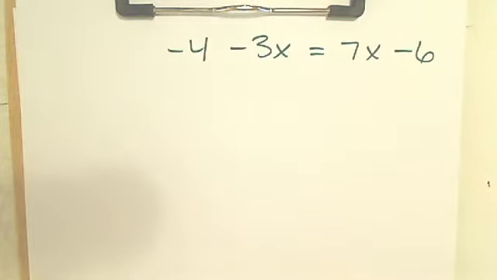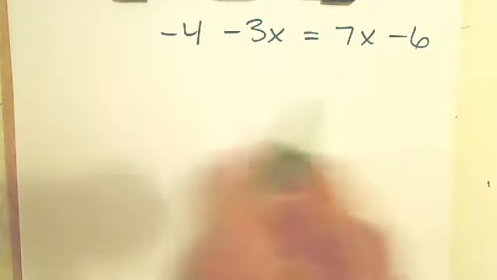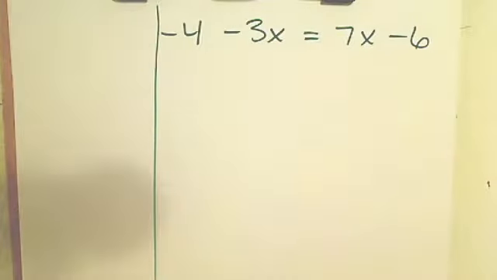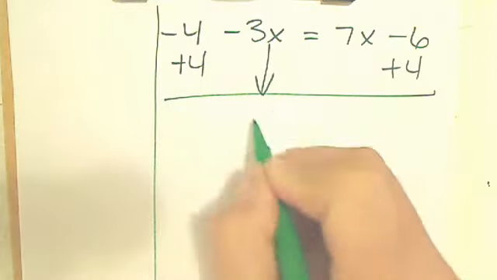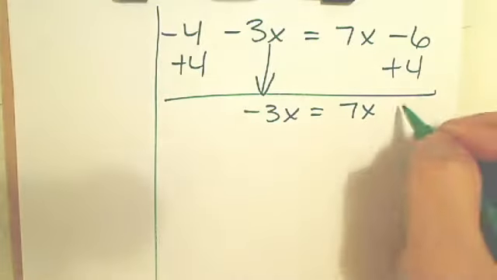Okay, let's talk about it right now. This is the first step, okay? So don't freak out yet. Most of y'all, I think, maybe added 4. It doesn't matter where you start. You can add 4 here. Bring it down to negative 3x equals 7x. Negative 6 plus 4 is negative 2.